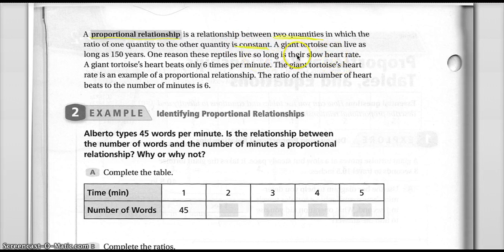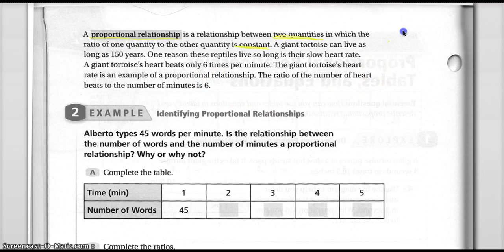Okay, so a giant tortoise can live as long as 150 years, and one reason that these reptiles live so long is because of their slow heart rate. A giant tortoise's heart beats only 6 times per minute. The giant tortoise's heart rate is an example of a proportional relationship. So it's something that's constant. It's always going to beat 6 times per minute.